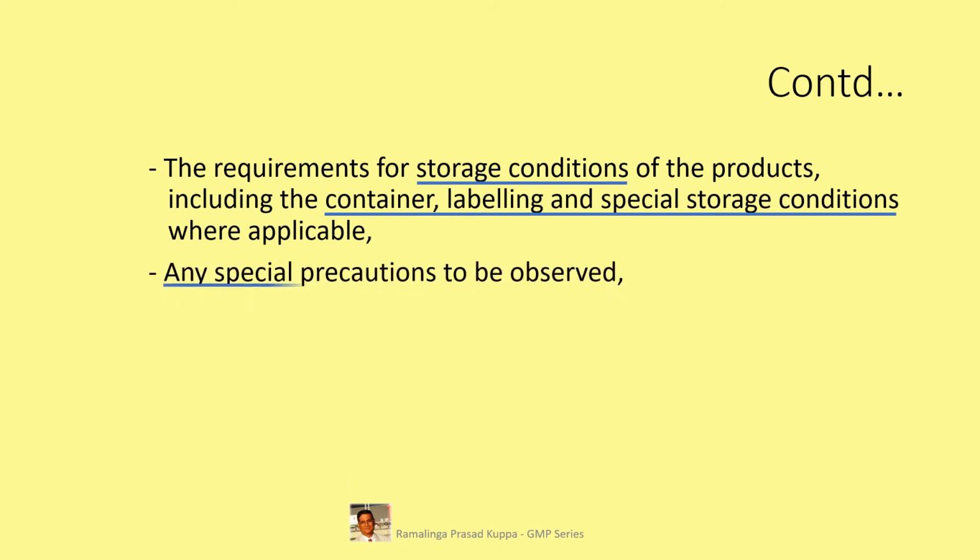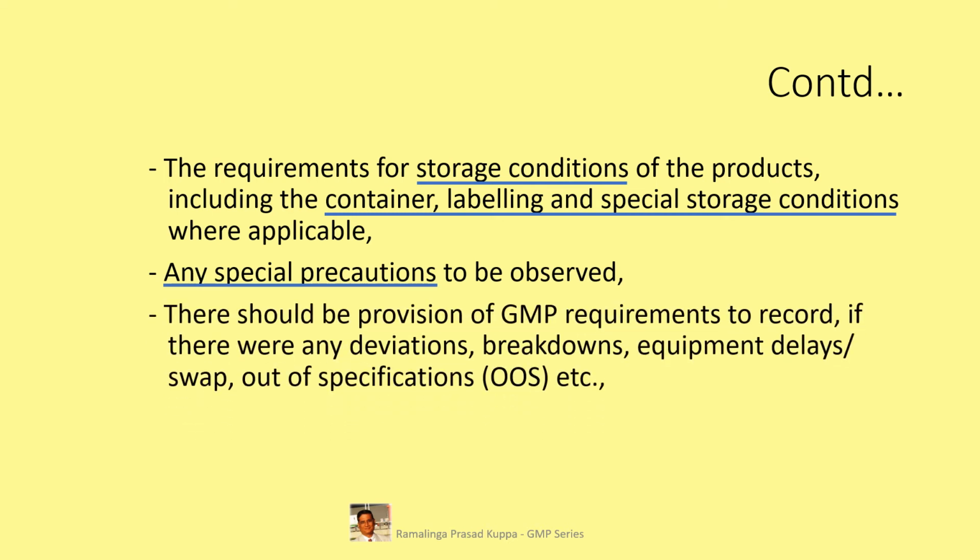Any special precautions to be observed during the processing step, during addition times, or during unloading or drying should be written here. There should be provision of GMP requirements to record if there were any deviations, breakdowns, equipment delays, swap, out of specifications, etc. There should be a provision to record the deviation number or OOS number, etc.